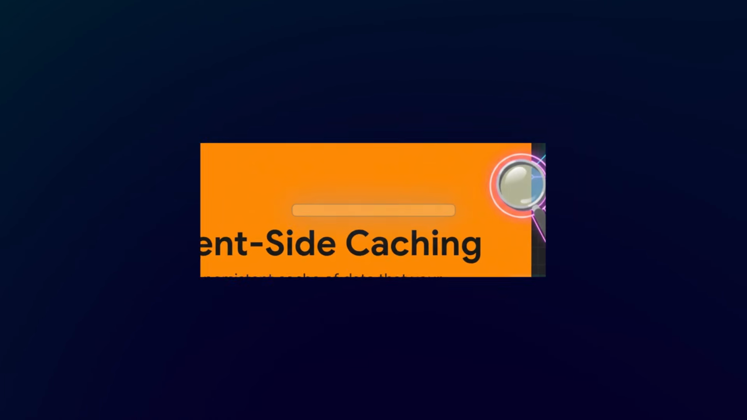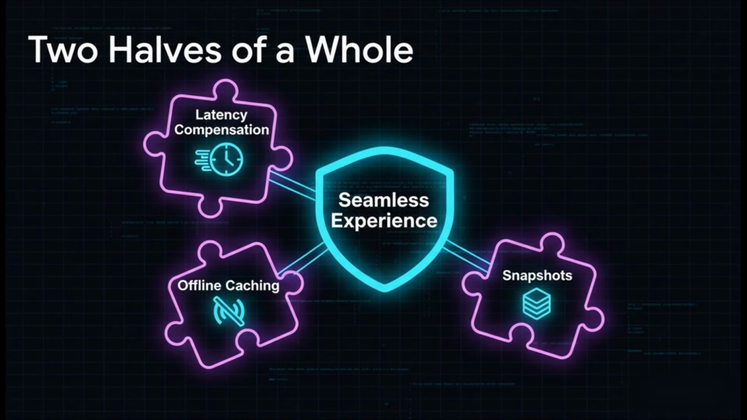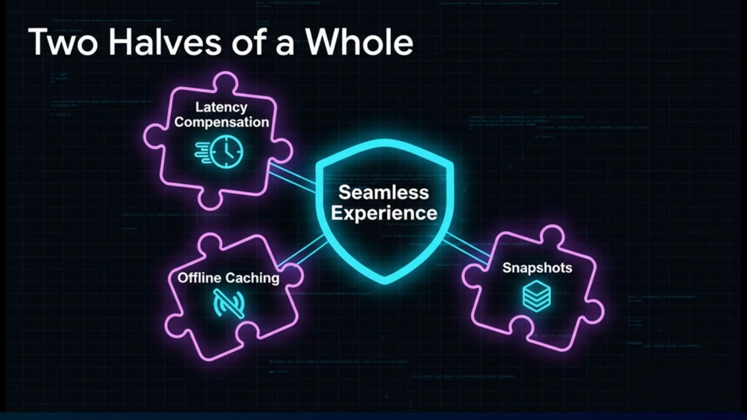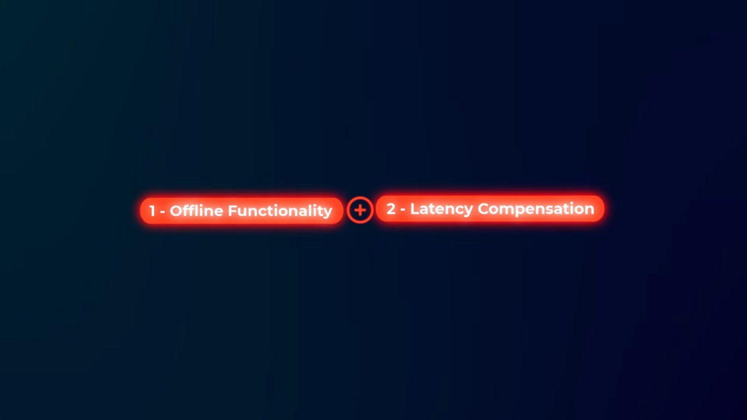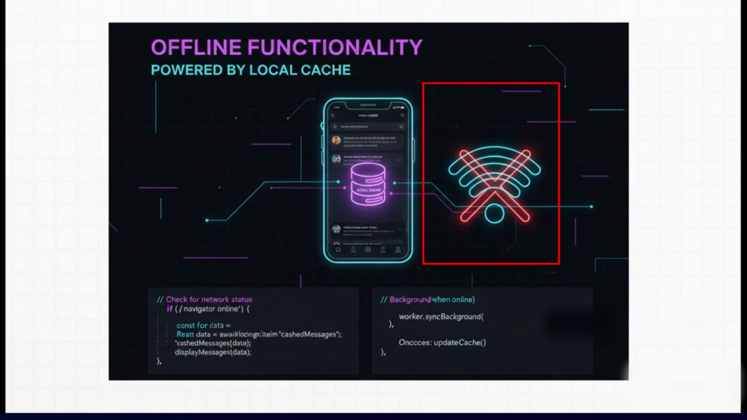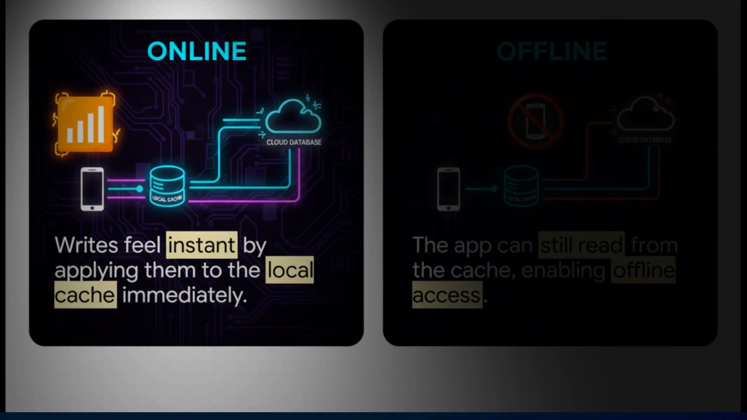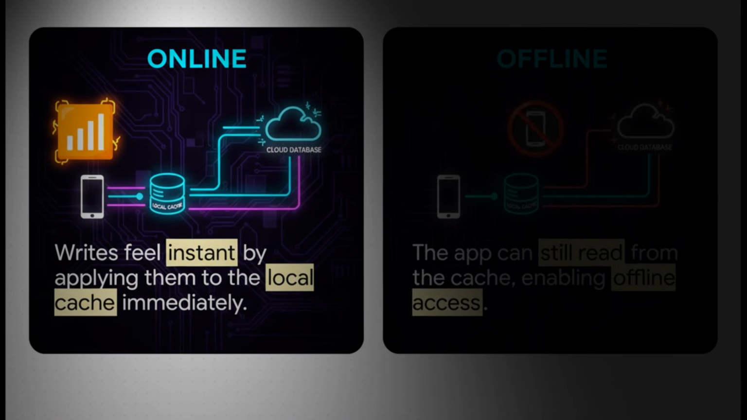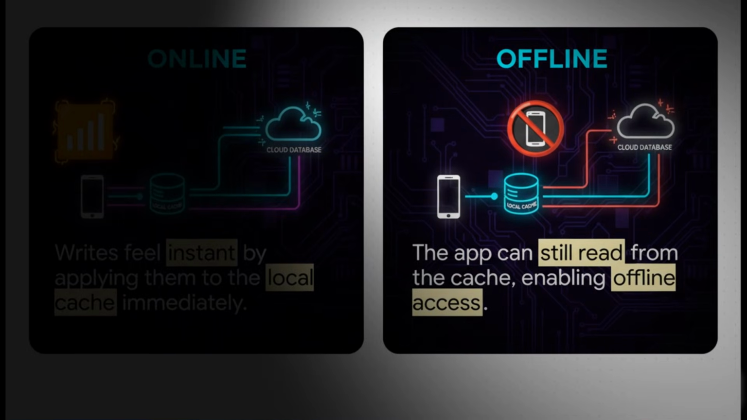Client-side caching. The Firestore SDK maintains a local persistent cache of the data that your application has recently accessed. This is a powerful feature that enables two things: offline functionality and latency compensation. For offline access, the app can read from the cache even without a network connection. For latency compensation, any write you perform is applied to the local cache immediately, making it feel instant to the user even before the data is synchronized with the cloud.